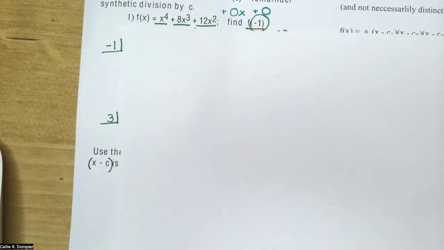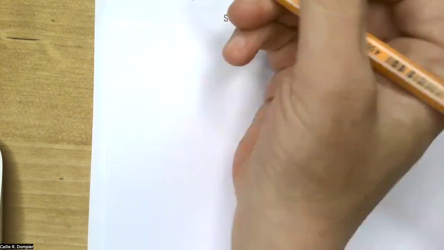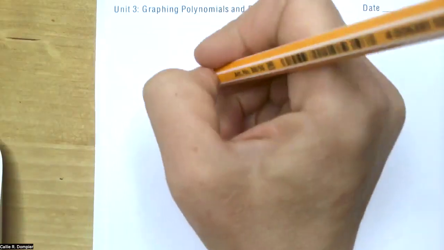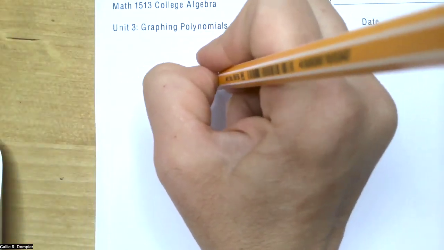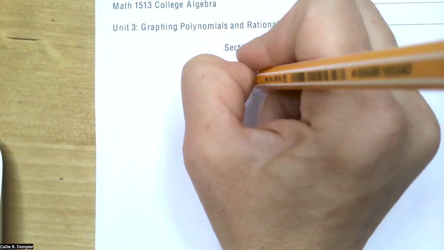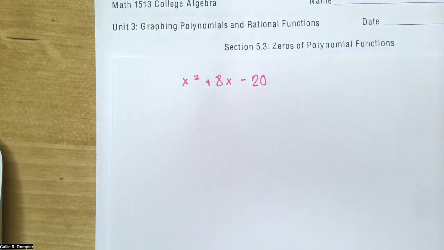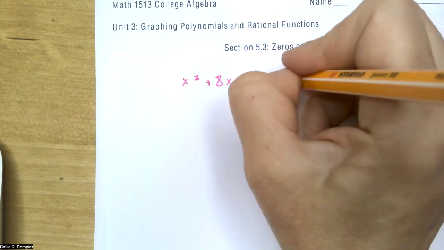So this is a totally different polynomial, okay? Just going to use the polynomial x squared plus 8x minus 20. If I needed to factor this, right, it has to be set equal to 0.